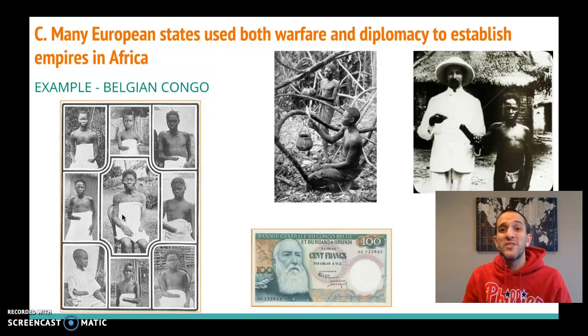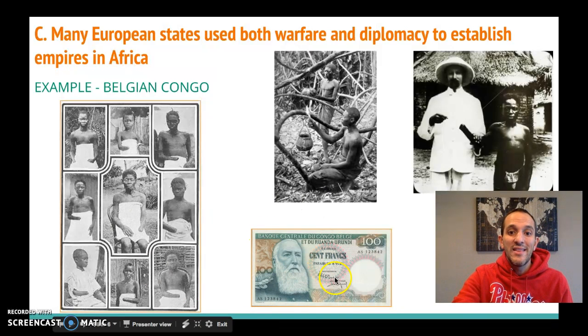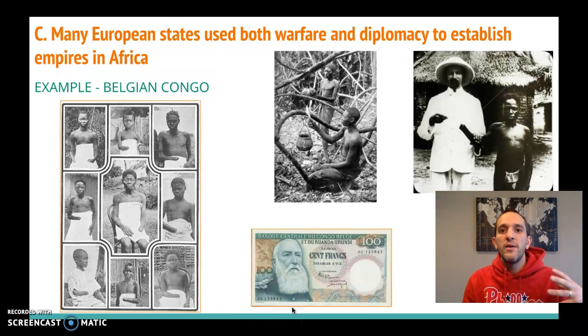Also, some European states are going to use warfare and diplomacy to establish empires in Africa. One example here is the Congo, which is a big region in Central Africa. The king of Belgium, whose name was King Leopold, sends representatives to meet with the king of the Congo. He tells the king of the Congo, and I'm simplifying seriously here, you have a problem with a slave trade in your region. Let our soldiers come in and help you out. And if you let our soldiers come in and help you out, we just want a little trade rights in here and we'll be good.